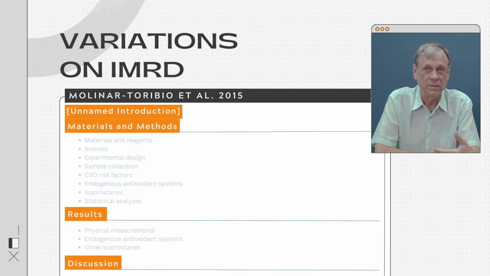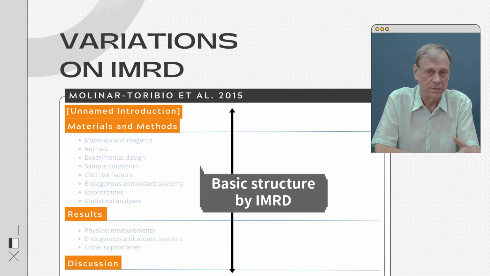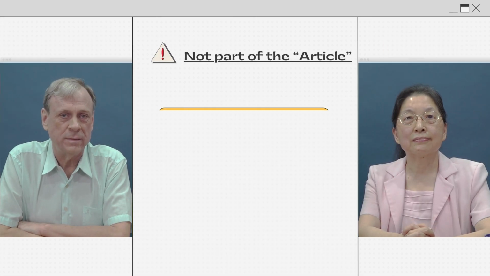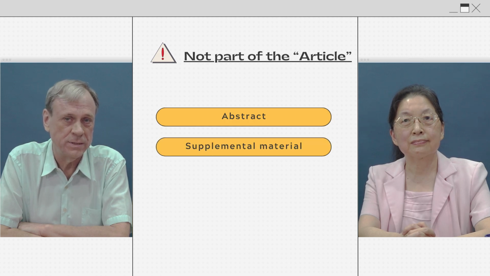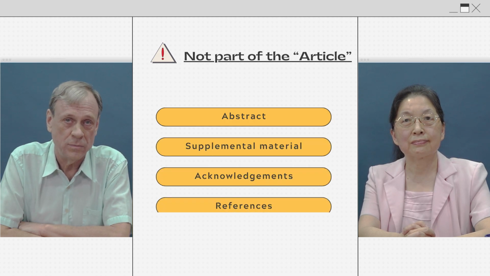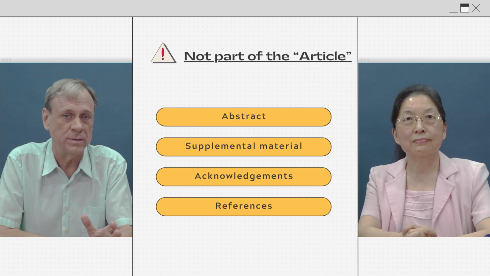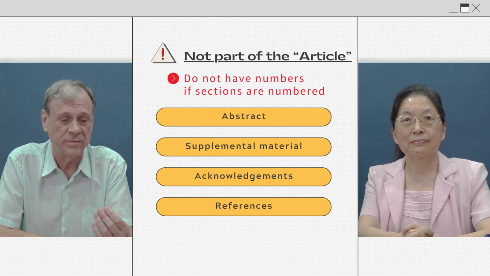So here you can see that the 4 sections are clearly marked, and there are no additional sections, but this is just the basic structure of IMRD. And then it's also important to note that the abstract, supplemental material, acknowledgements, and references, none of those are considered part of the article itself. And that's why if there are section numbers, those will not be given section numbers.